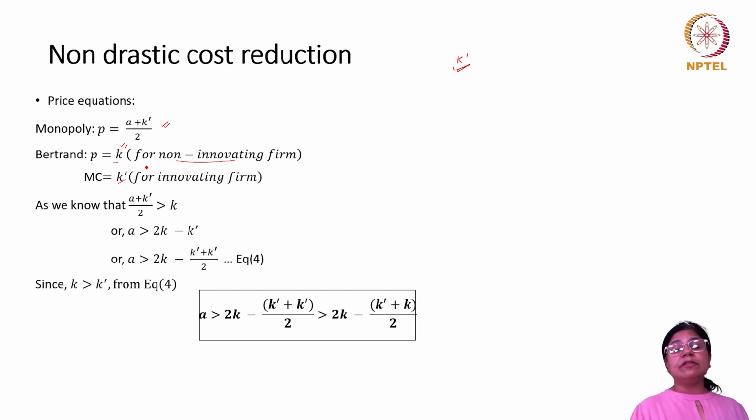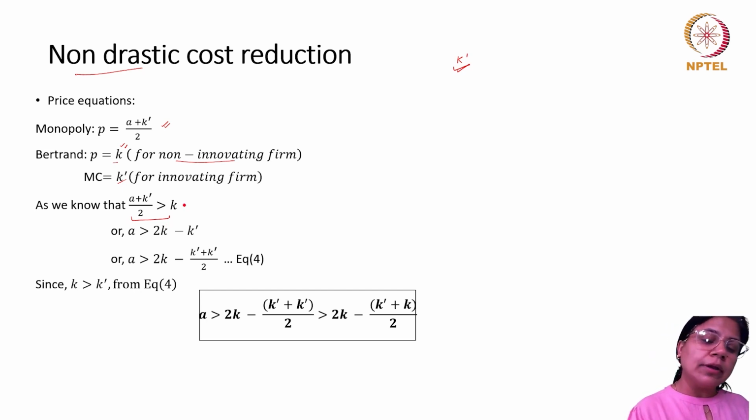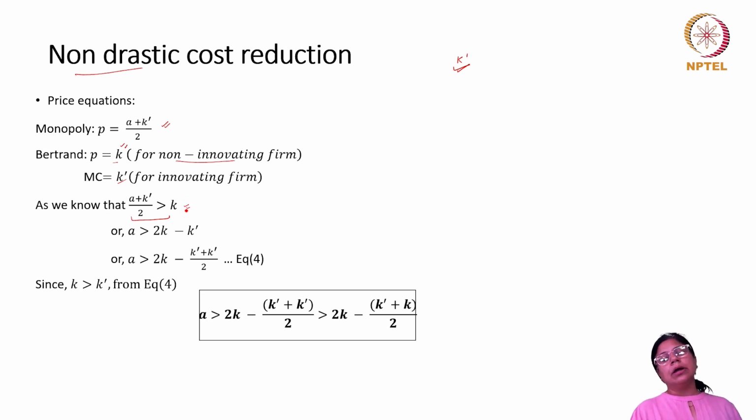Now, given the special circumstance of a non-drastic cost reduction, the way we have defined it earlier, very clearly we know that the price that will be charged in this particular case by the monopolist is going to be higher than the marginal cost that exists before the innovation. So A plus K prime by 2 is now going to be greater than K. In case you have a confusion, you can go back to the earlier lecture where we have discussed the definition of drastic versus non-drastic, and this will fall into place.